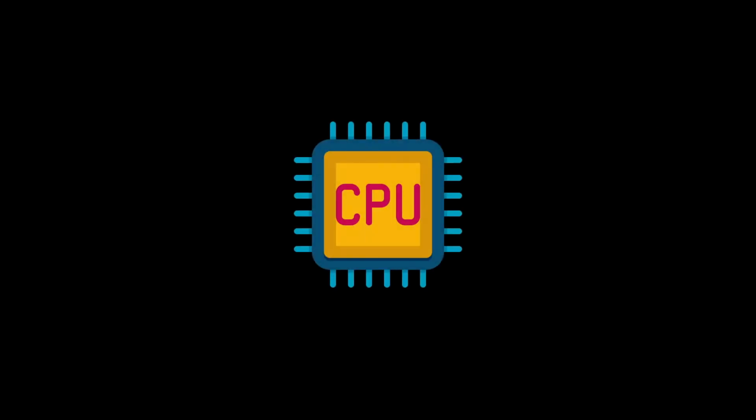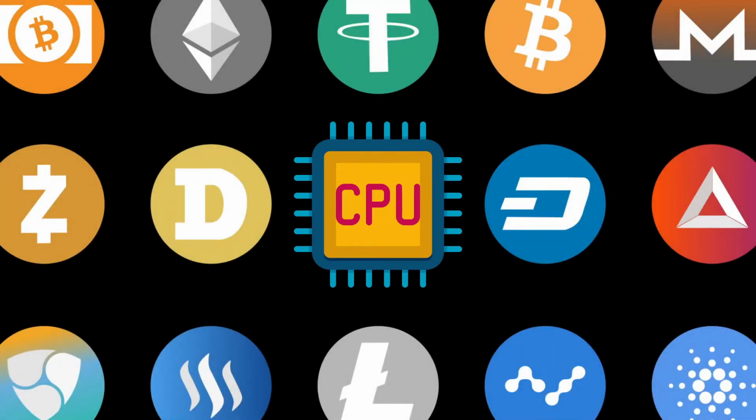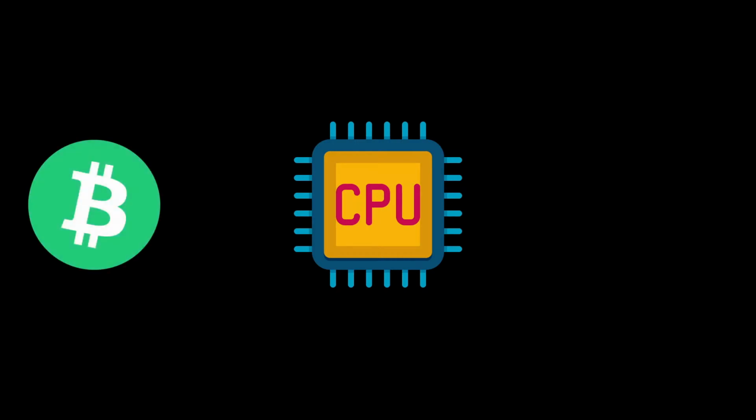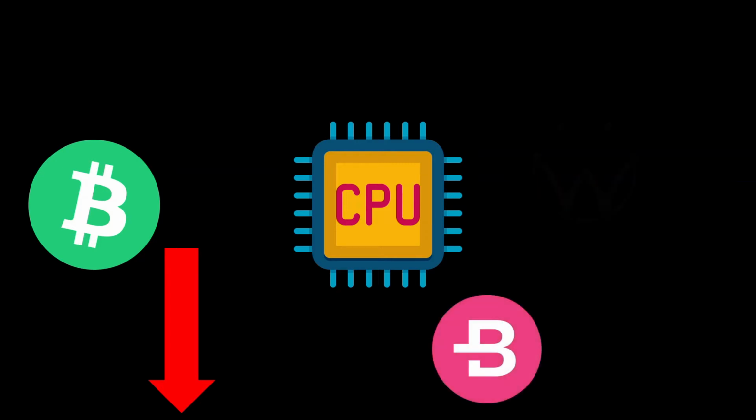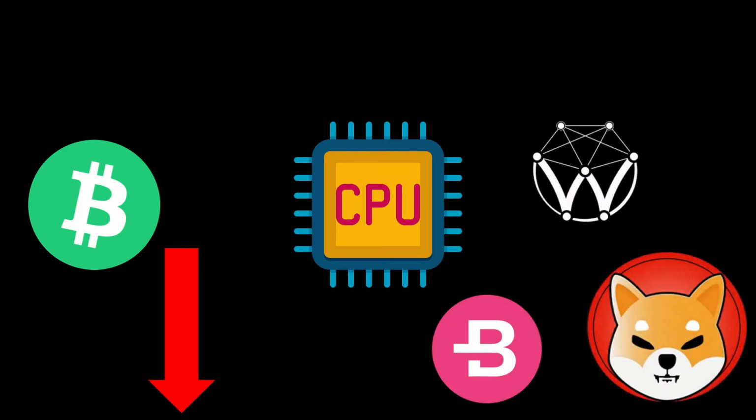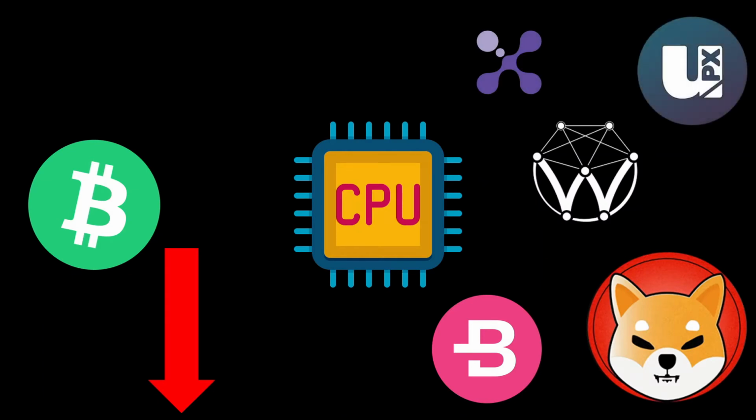Alright, having those in mind, what coins can you mine using CPU? Well, frankly speaking, all cryptos can be mined using CPU. But the question is, will they be still profitable? The answer is, it depends. You can mine Bitcoin using CPU, but the loss you're gonna face will be huge. You won't see any considerable profit being made doing so. Hence, the best bet is to start mining low difficulty coins like Bitcoin, WebDollar, Shiba Inu, Xcash, and Uplexa.